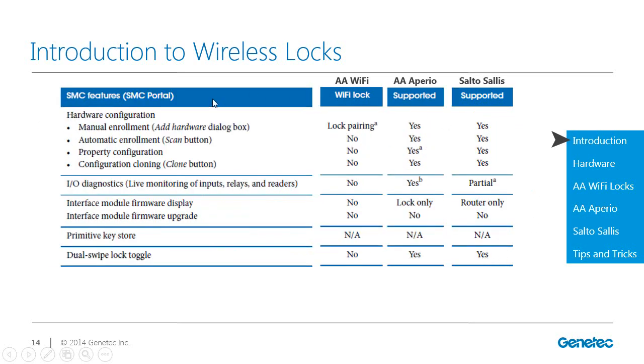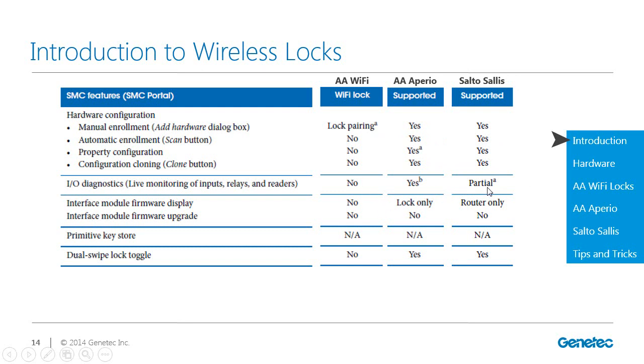Now, taking a look at the SMC features, in terms of hardware configuration, the nod definitely goes to the Aperio and Salus hardware here, as you can see. The Wi-Fi locks must be manually paired with the SMC. However, the Aperio and the Salus locks allow manual and automatic enrollment, but also support property configuration and configuration cloning as well.